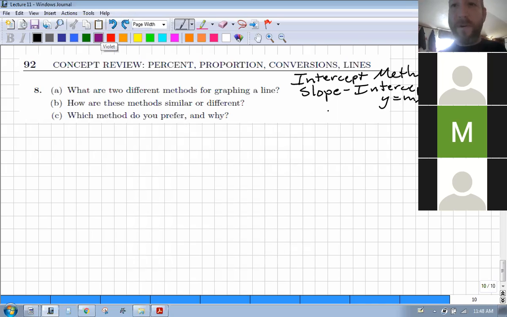Which one do I prefer? I prefer the slope intercept method, because once you put it like this, you also have it in function form, because f of x is the same as y. You can think of it as a function instead of just this relation between two variables. Okay.